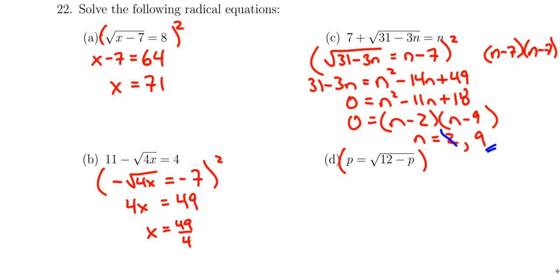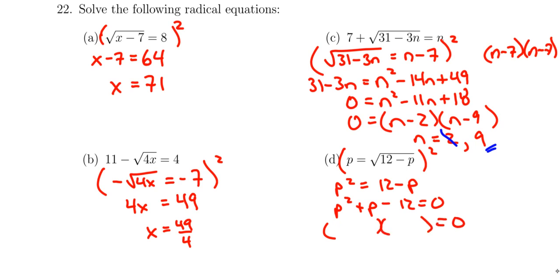In D, same sort of thing. I'm just going to square both sides. The radical is already isolated for me. That's kind of nice. So I'm going to get p squared is equal to 12 minus p. So p squared plus p minus 12 is equal to 0. And then I will factor. This one works out okay because we don't have a lot of options for 12: 4 and 3, 2 and 6, or 1 and 12 for that matter. So p is either equal to negative 4 or positive 3.